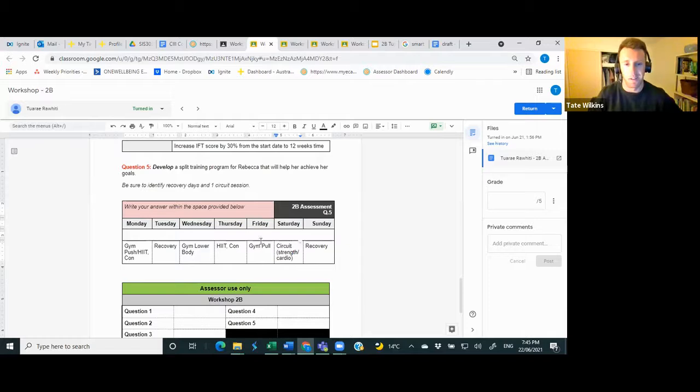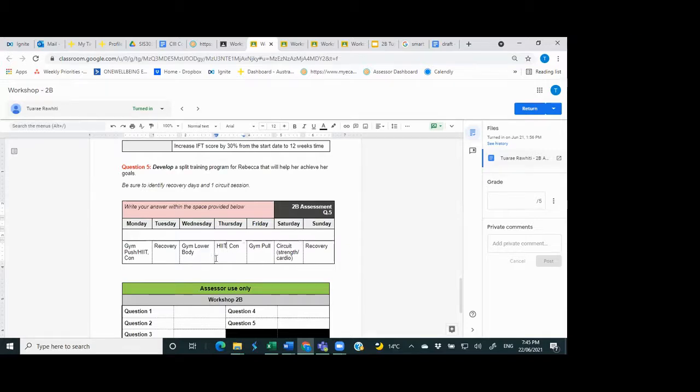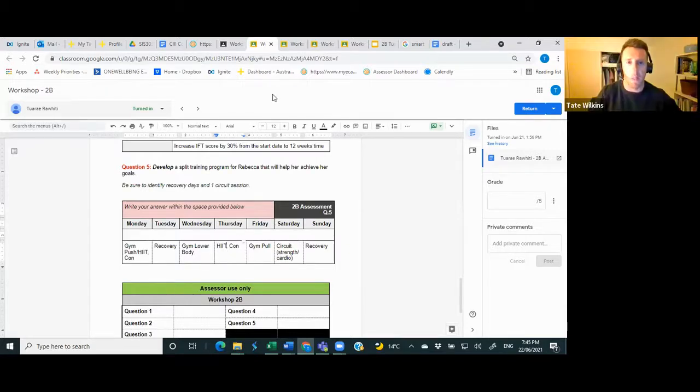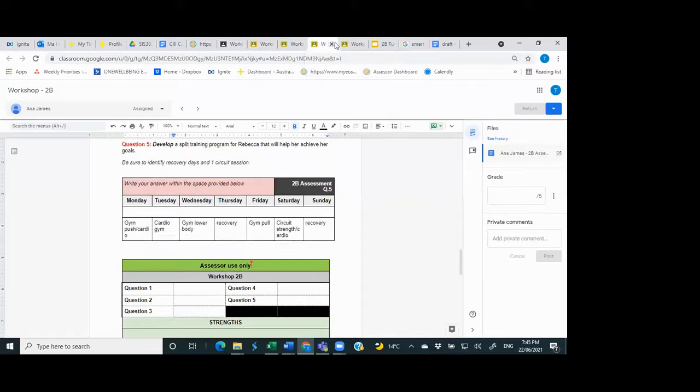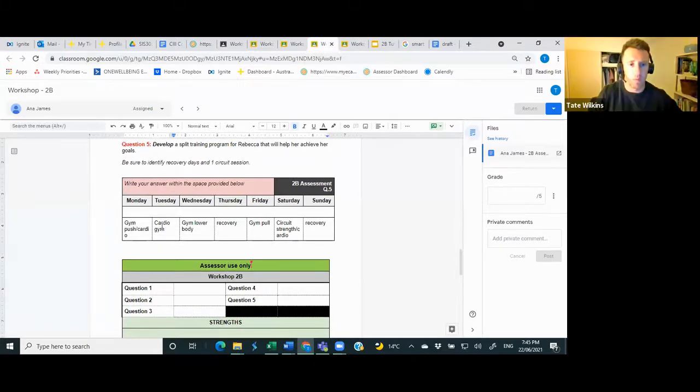So Anna, how'd that all go? Yeah, good, I think. Yep, dividing it up. Pretty much, as I said, split training is just looking at different splits like that.